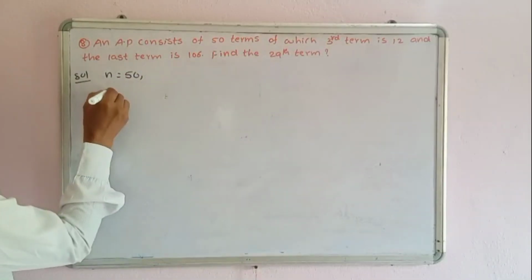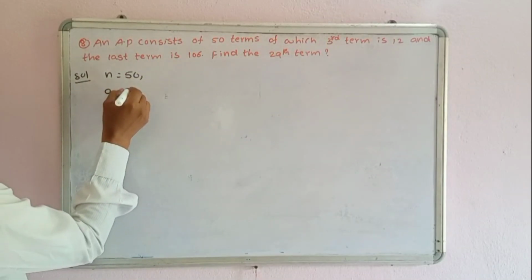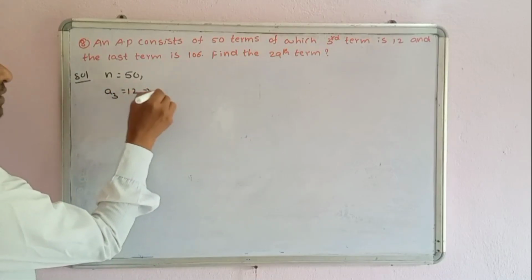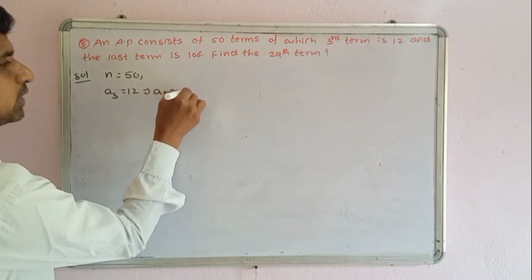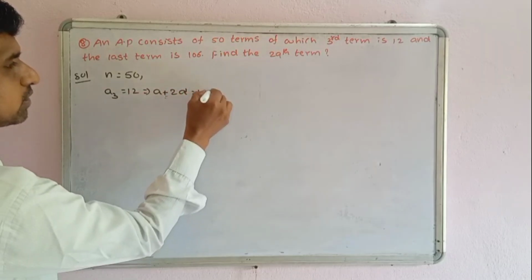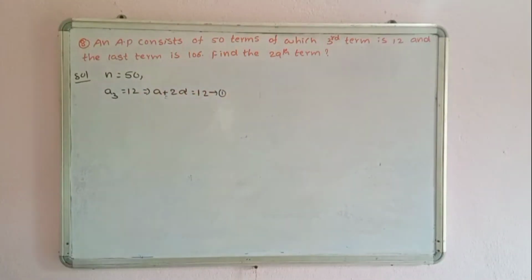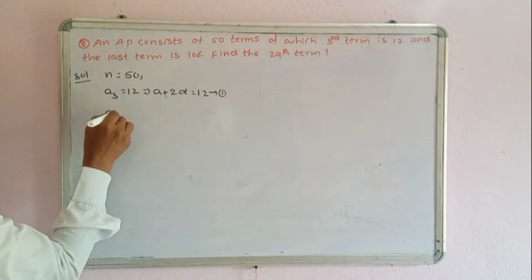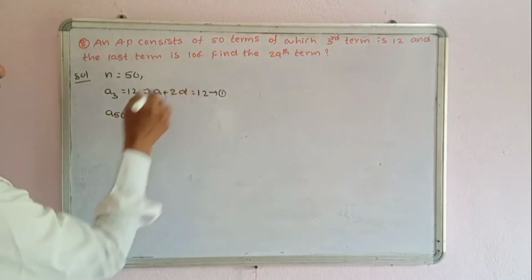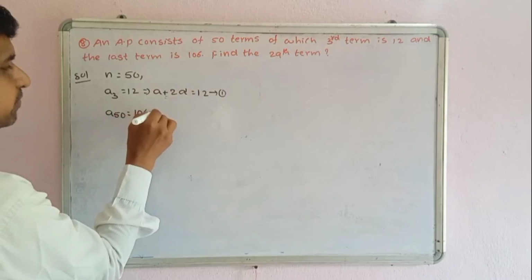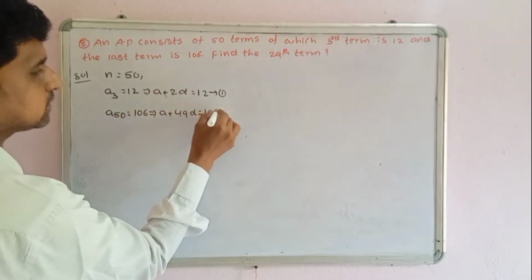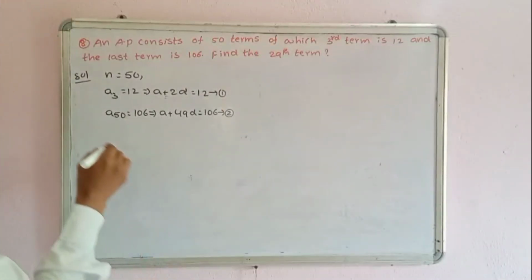The third term is given, that means A3 is 12. A3 means A plus 2D equals 12. Say it is equation 1. Next, the last term. Here, how many terms are there? 50 terms. So A50 equals 106, which means A plus 49D equals 106. Say it is equation 2.